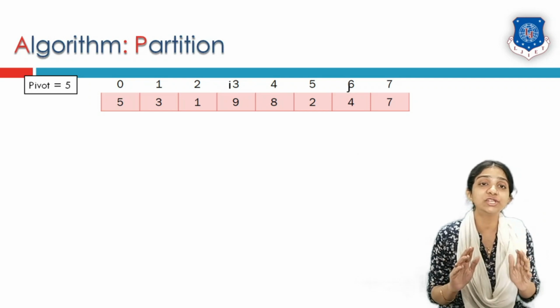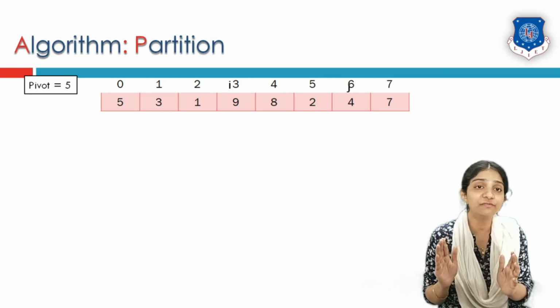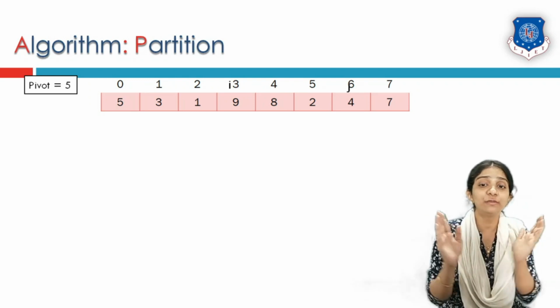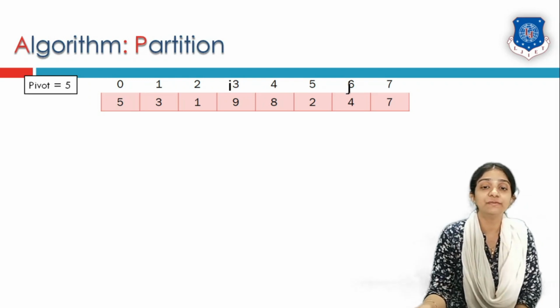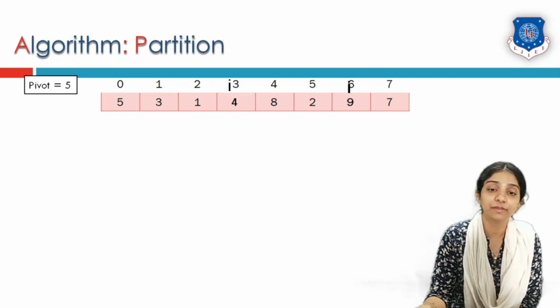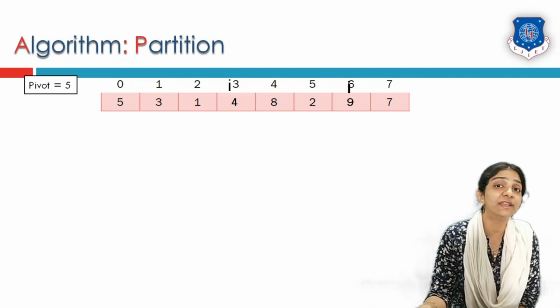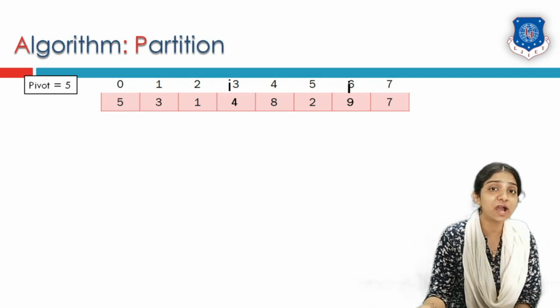Now at this location, i is not lesser than 5 and j is not lesser than 5, then we have to swap these elements. So we will swap these two elements of i and j. Remember, only elements are swapped, indices are at the same place. Now again we will start working with i.